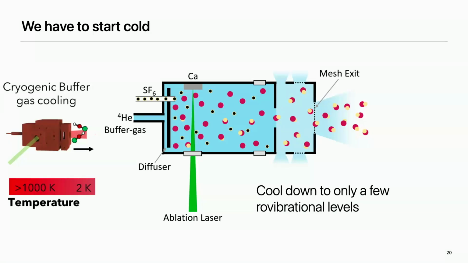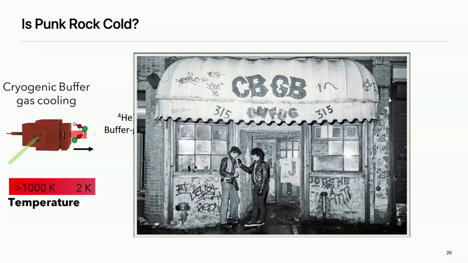And this box is called a cryogenic buffer gas box, so CBGB, which is named after the punk rock club from New York. Look it up. I guess it's a little older than me, but maybe not much.